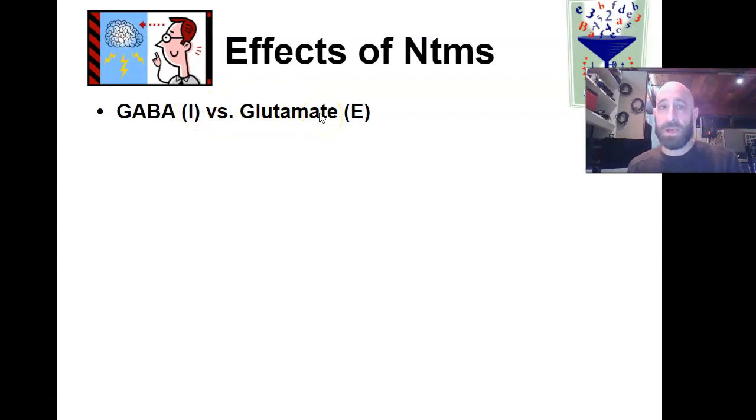They're basically always at war in the sense that they're being released at different times, and if there's more GABA, it's going to prevent a neuron from firing off. If there's more glutamate, it's going to excite it. But those are just the two most common.